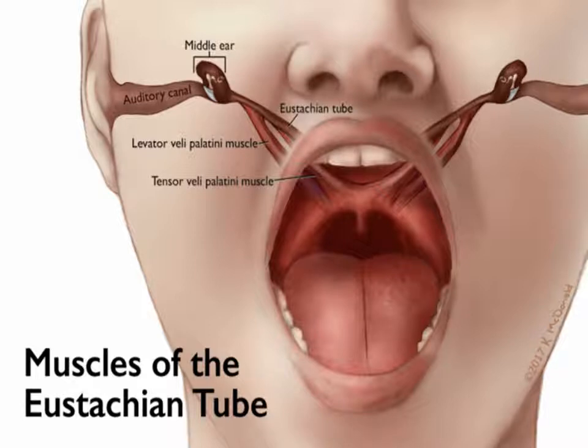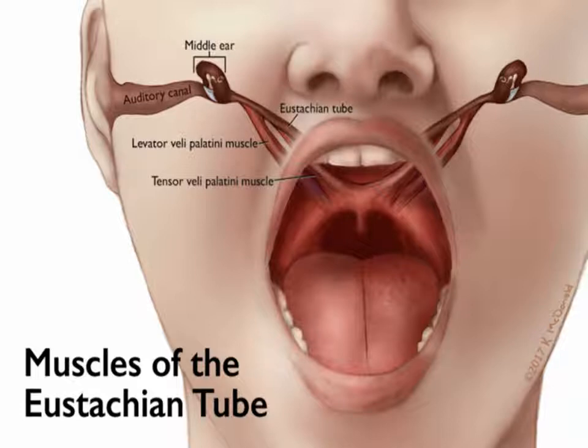So both of the muscles, tensor veli palatini and levator veli palatini, tighten the soft palate and elevate it, as their origin is superior to their insertion, and they open the eustachian tube to balance the air pressure between the middle ear and pharynx.